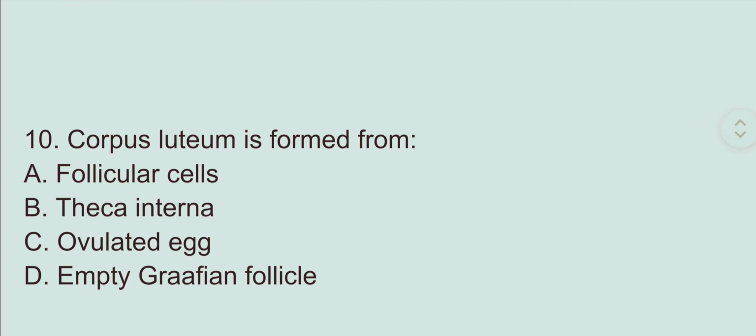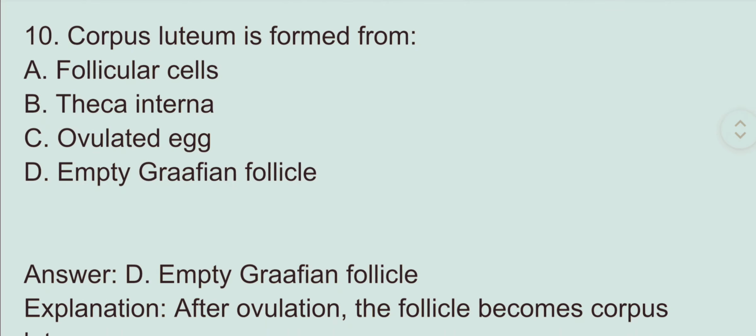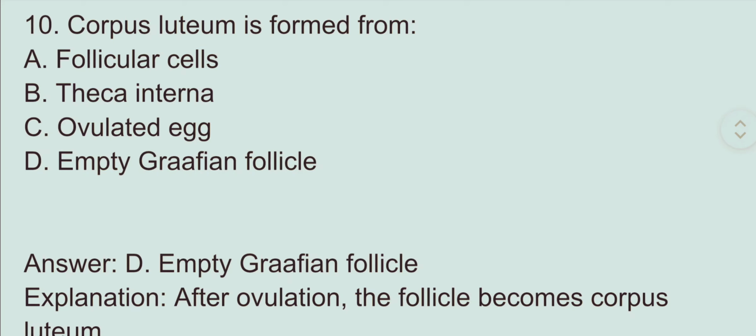Question number 10. Corpus luteum is formed from. The correct option is option D. Empty Graafian follicle. After ovulation, the follicle becomes corpus luteum.